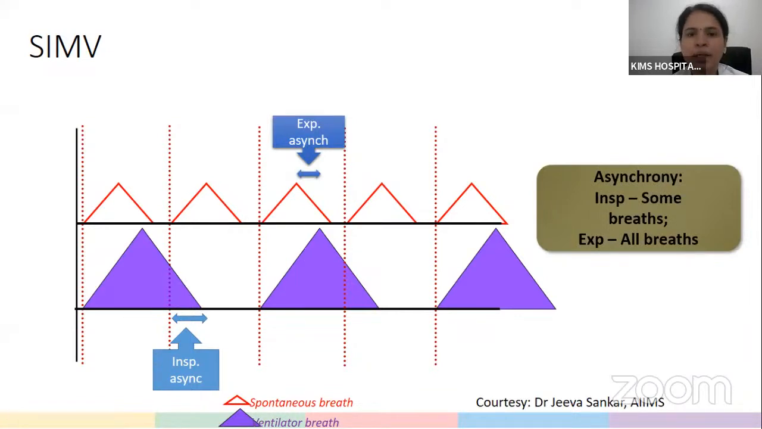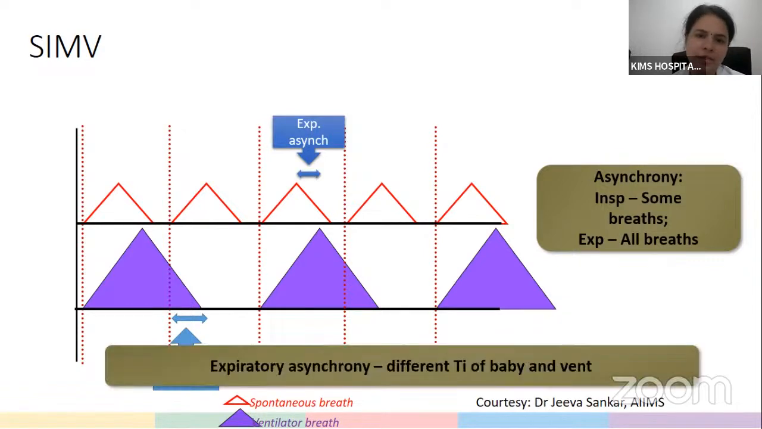So overall, if you look at inspiratory synchrony, it is present in some breaths, like the first breath, third breath, and the fifth breath of the baby, because these were all supported by ventilator inspiration. But in the second and fourth breath, there was no inspiratory synchrony. And expiratory synchrony is not present in any of the breaths because the baby seems to be having a shorter inspiratory time than the ventilator breaths. So expiratory synchrony is universally absent, whereas inspiratory synchrony is present in some breaths and absent in some breaths.